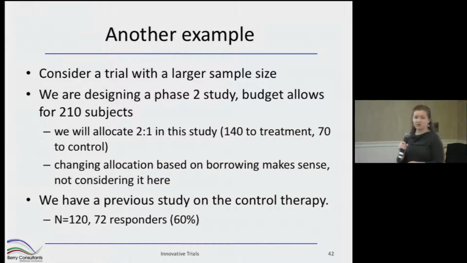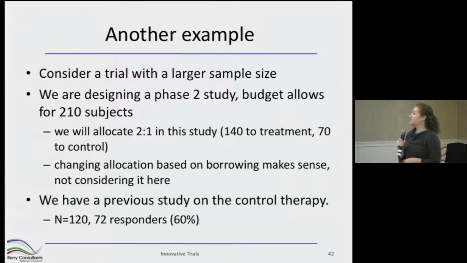All right, so now what we're going to transition to talking about is how we can use historical borrowing, so use an innovative statistical method to run a randomized trial so that we get those benefits of randomization, but try to control, not needing a large study.